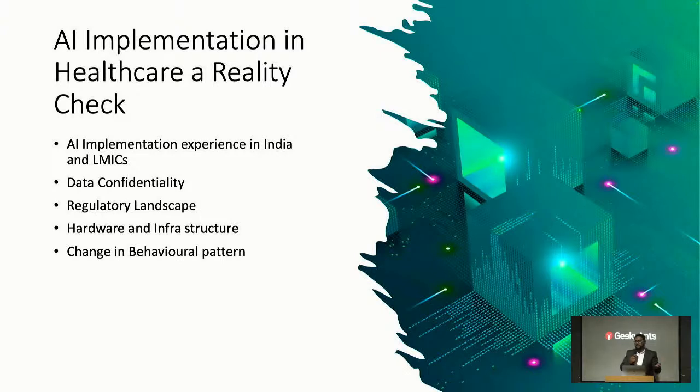And FDA, though it's a US thing, wherever you go, if the product is FDA approved, you will get a sense of acceptance. So there are a lot of such concerns which we need to be mindful of and work towards. Then another thing is hardware and infrastructure.